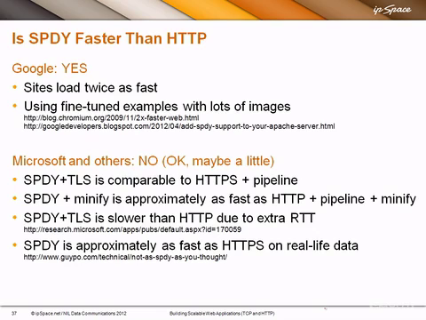And it turns out that they're using fine-tuned examples where you have lots and lots of images on the same web page. So, of course, they're using examples that are fine-tuned to Speedy's advantages. And then Microsoft did some tests, and as expected, they figured out that Speedy is slower than HTTP.